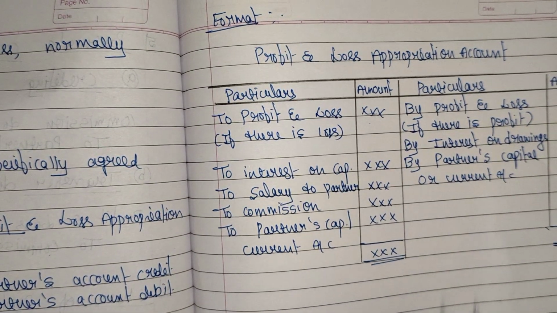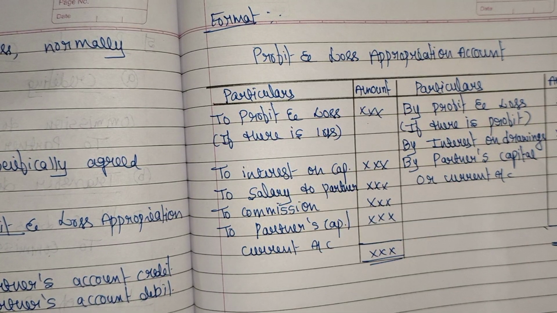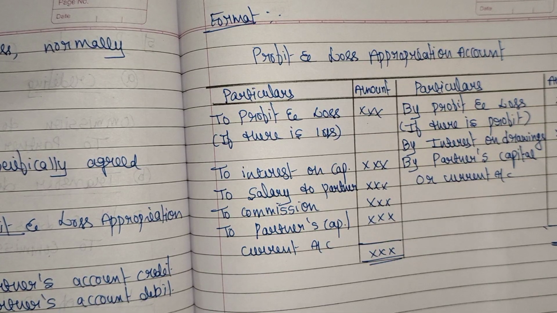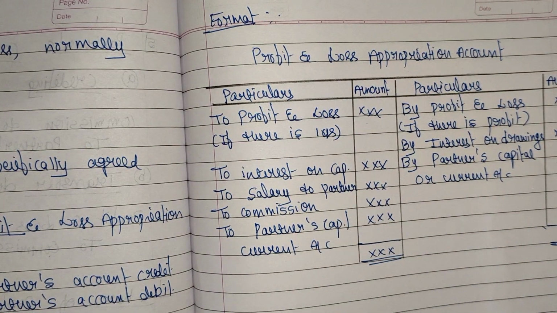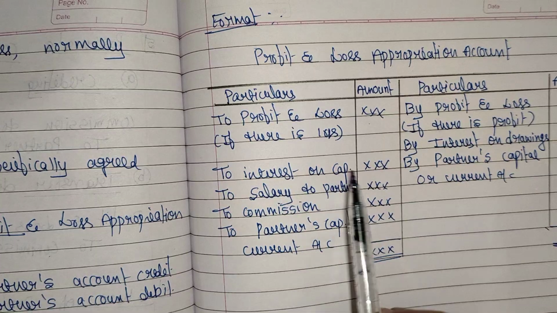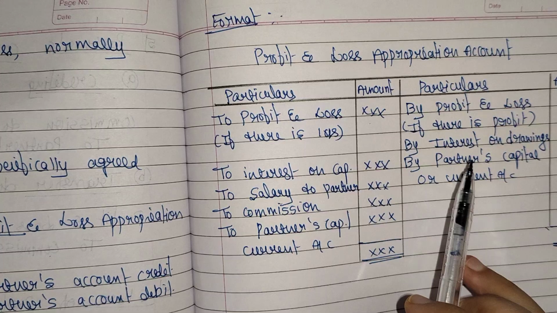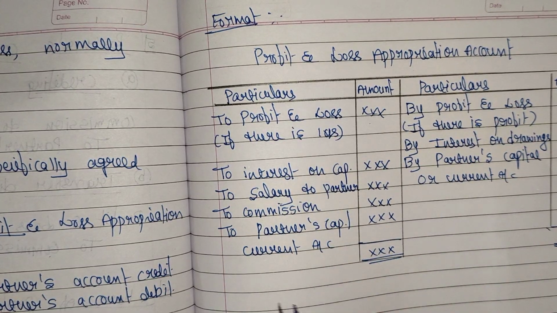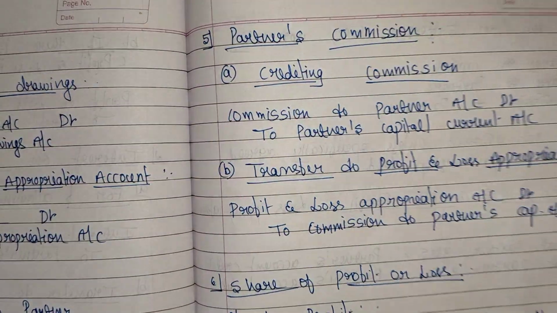Here the logic is the same as in the fixed and fluctuating capital methods, where we prepare the partner's capital or current account. The Profit and Loss Appropriation Account is exactly the opposite of that account. In the partner's capital or current account, we debit interest on drawings and credit interest on capital. But in the Profit and Loss Appropriation Account, we debit interest on capital and credit interest on drawings. In that way you need to remember.